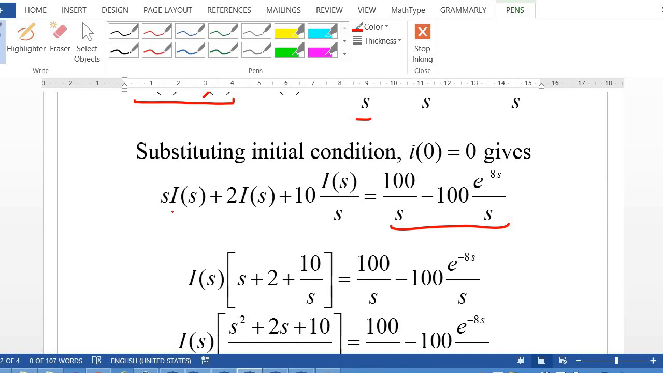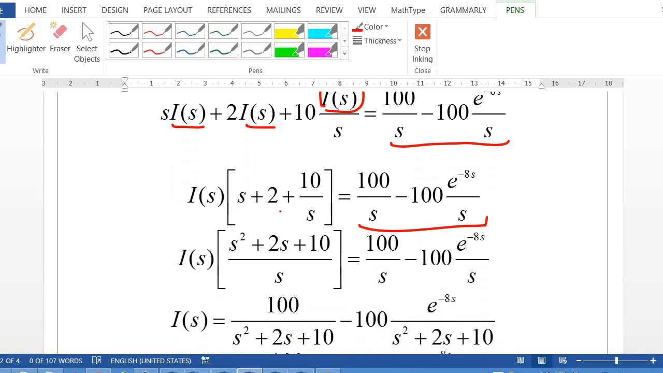The third step is actually solving for I(s). We factor out the I(s). In the bracket, the first term we have s, the second term is 2, the third term is 10 over s. The right-hand side still stays. Then for this bracket we compose as one fraction by making the same denominator, over s. The first term, you multiply by s, so s times s gives s squared. The second term, you multiply by s, so plus 2s over s. And the third term is 10 over s.